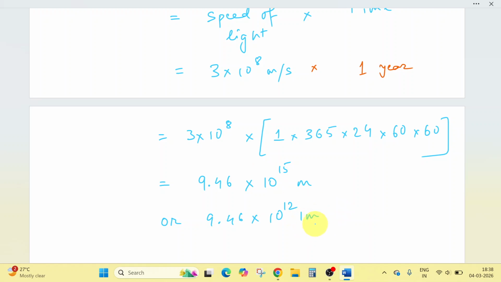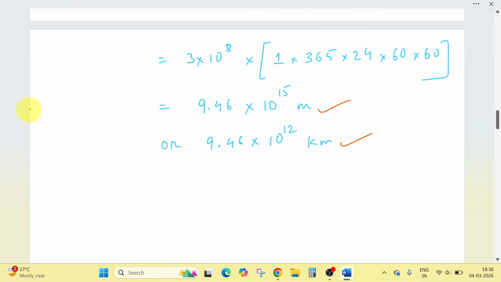Understood? Both are correct. When it is 15, it's meter, and when it's 12, it's kilometer. So that is called light year. 1 light year equals this much of meter, 9.46 into 10 to the power 15 meter. So 2 light year means how much? 2 into 9.46 into 10 to the power 15 meter. In this way it happens. Okay.